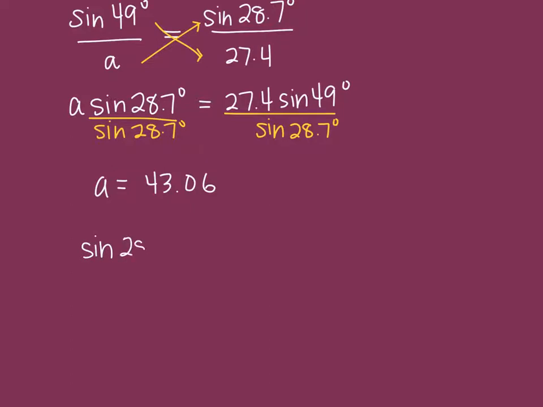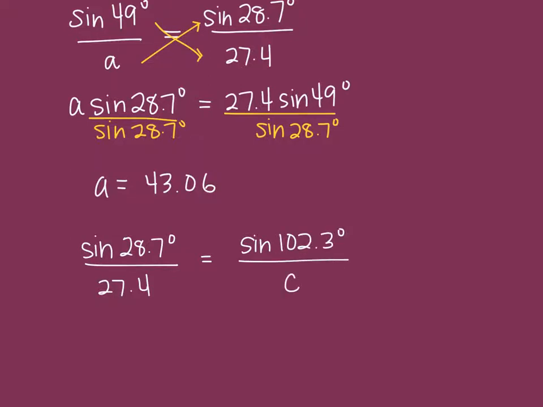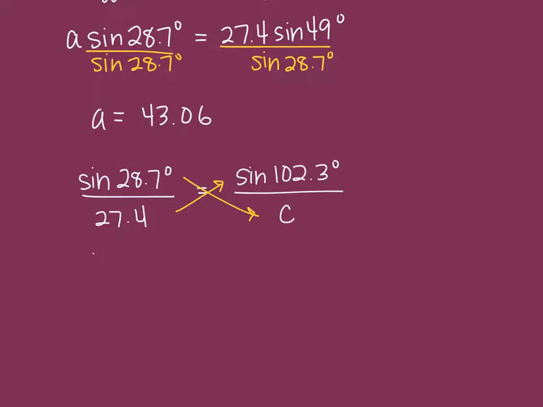Sine of B is the sine of 28.7 degrees over the leg of B, which was 27.4. And I'll set that equal to the C parts. So that would be sine of 102.3 degrees over the leg of C. And you'll do the exact same thing. You'll cross multiply those proportions. Again, I always find it best practice to put the legs in front. So the leg of C would be in front of sine 28.7. And the leg 27.4 would be in front of the sine of 102.3 degrees.